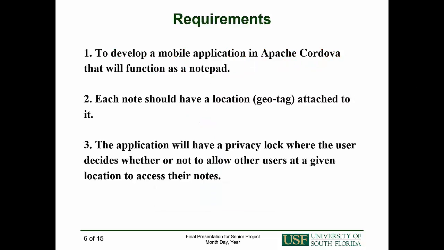Our requirements for the project are as such. Our requirement was to ensure that our application is developed using Apache Cordova. Also, every note that we take has to have a geolocation tag. Furthermore, our application should have a privacy log that allows the user to decide if they want their notes to be seen by others, which is by adding the location to it. When the location is added, that means the users are allowing others to see their notes.